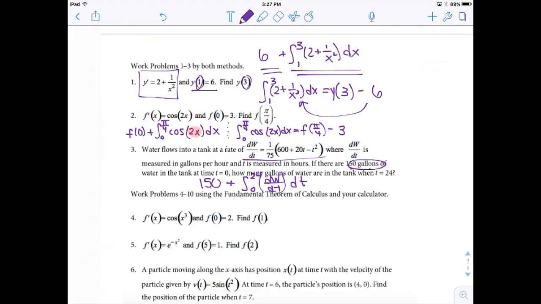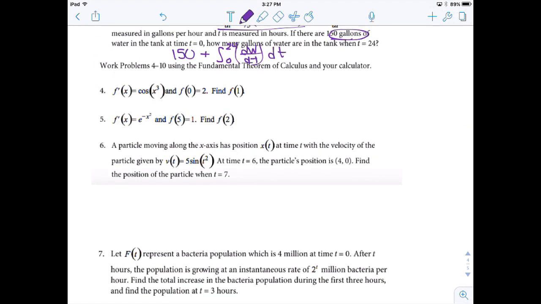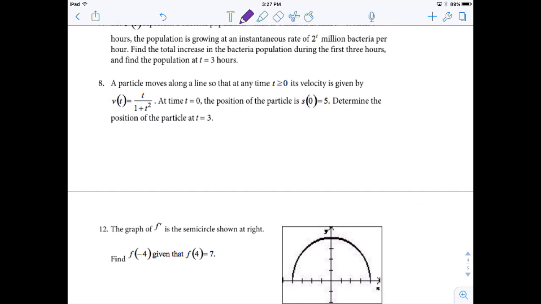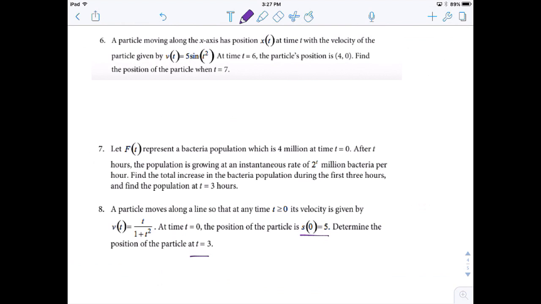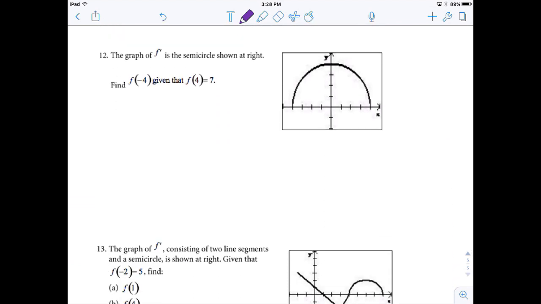So same thing on a bunch of these. And they really don't get much different. Let's see if there's any that are more interesting here. Position, we know the initial, find the position here. They're all exactly the same. Some of these just let you use your calculator. So the last thing I want to do is look at some graphical ones, and then we're going to call it a day for now on this.